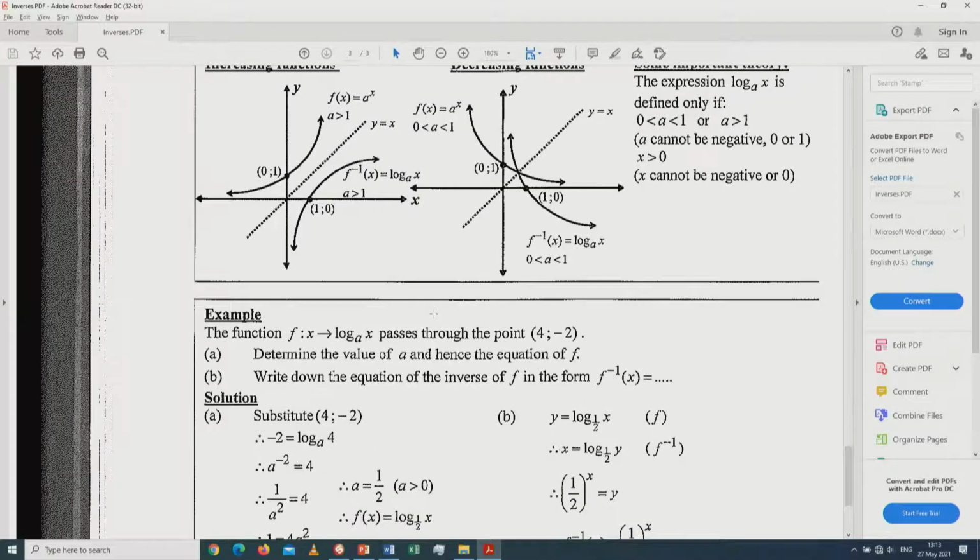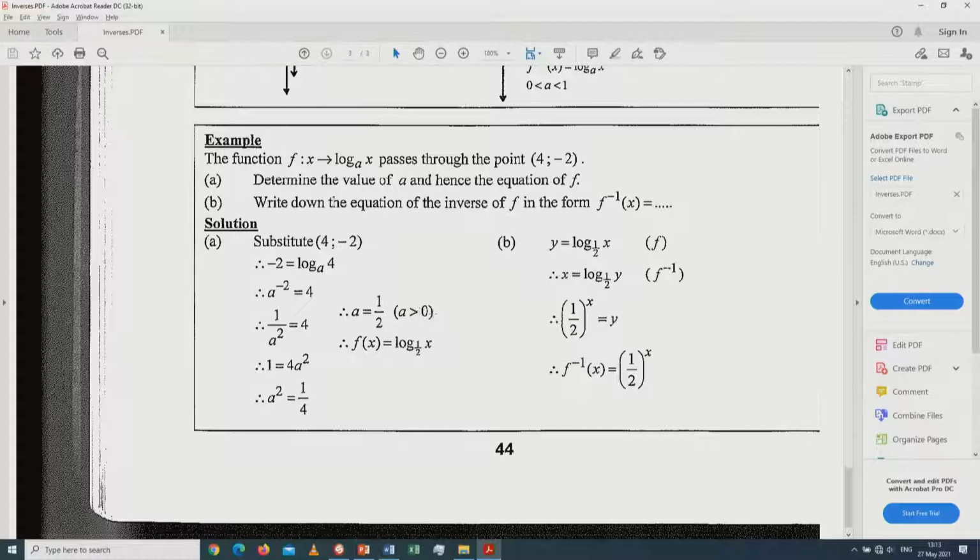You can do some few activities. An example here. Function f at x is equal to log x base a passes through the point (4, -2). The first question: determine the value of a and hence the equation of f. All it states is that x is 4, y is -2. You go to this function, f at x equals y equals log x base a. You substitute y by -2 and x by 4. Now I've got log 4 base a, because the value of x is 4, the value of y is -2. You substituted.